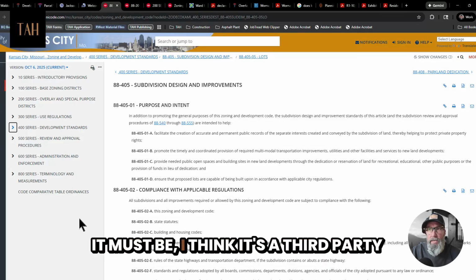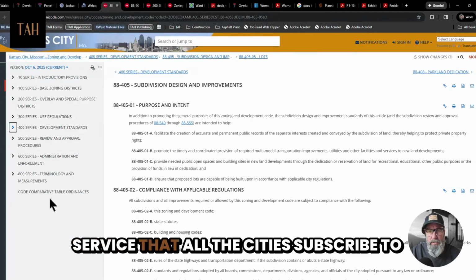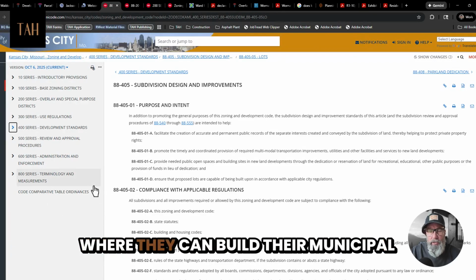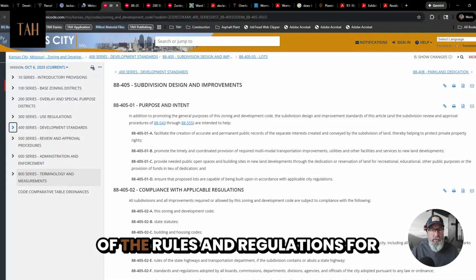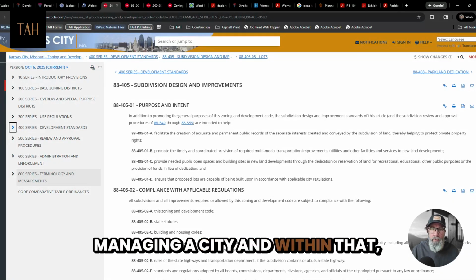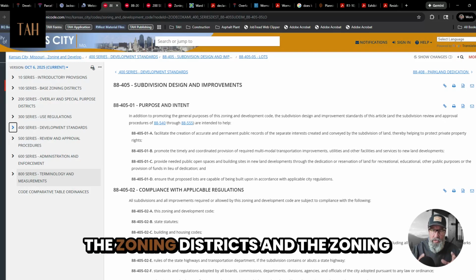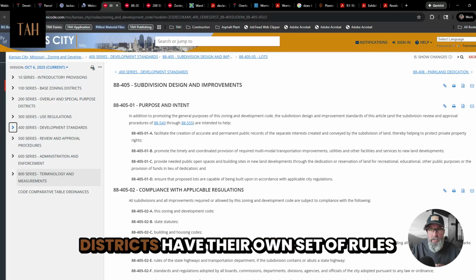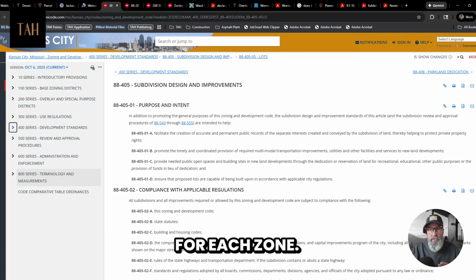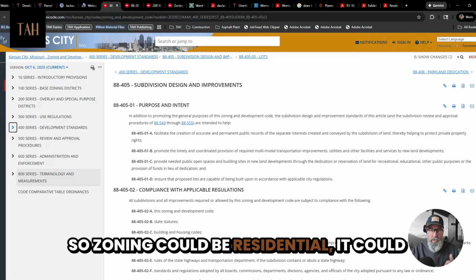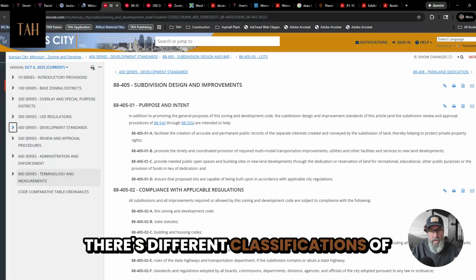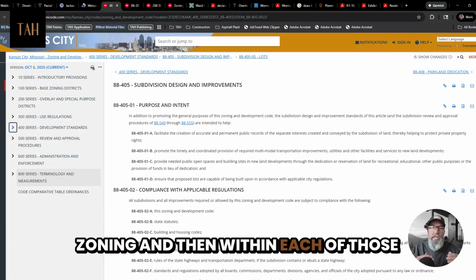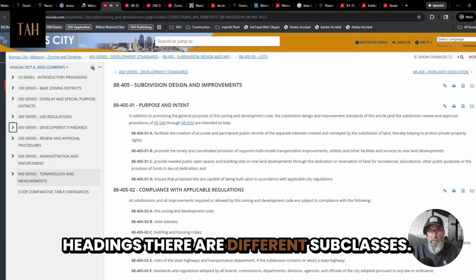I think it's a third-party service that all the cities subscribe to where they can build their municipal code. And remember, the municipal code is all of the rules and regulations for managing a city, and within that, the zoning districts, and the zoning districts have their own set of rules for each zone. So zoning could be residential, it could be commercial, it could be industrial. There's different classifications of zoning, and then within each of those headings, there are different subclasses.